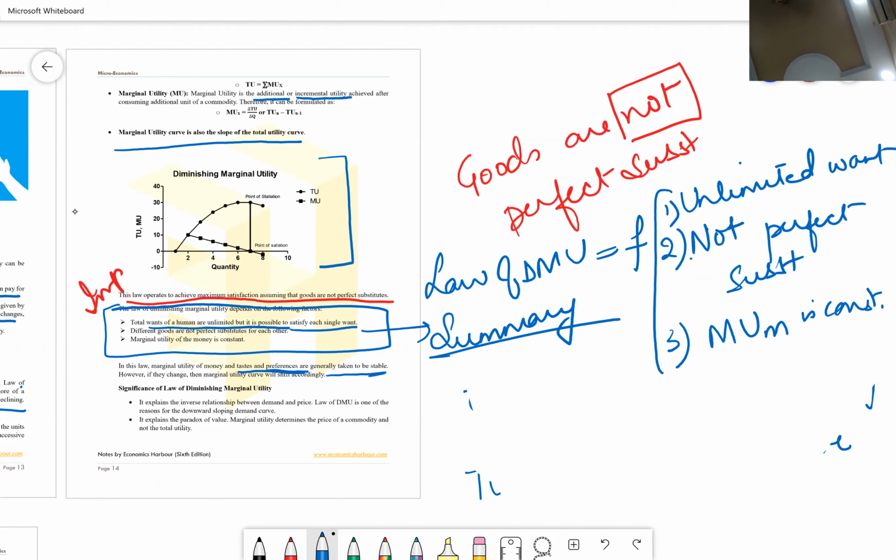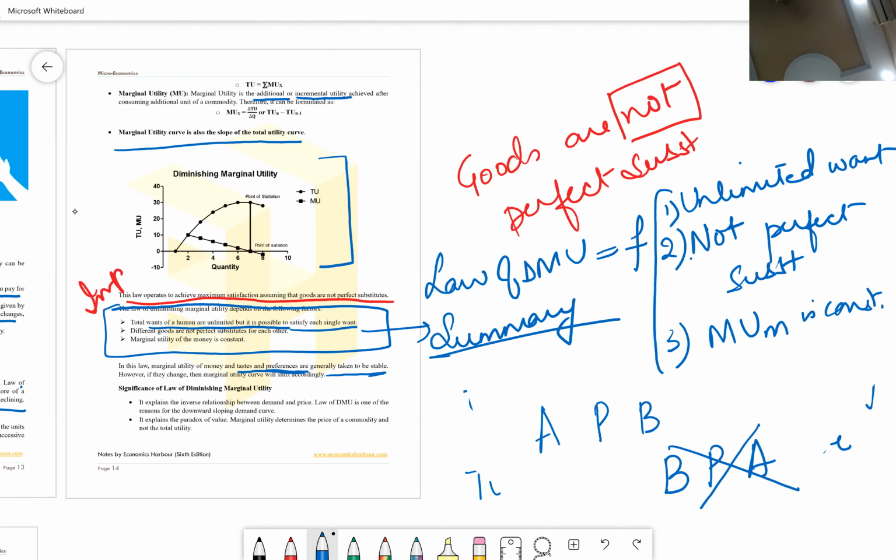That is, it is not possible that the consumer can change his or her wants. So if a consumer prefers A over B, he will always prefer A over B. There will be no such scenario when the consumer prefers B over A. This will never happen. Okay.